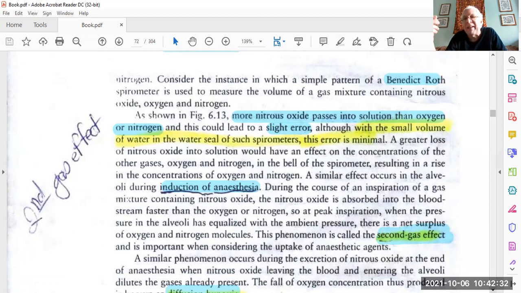This is what we call second gas effect. On the other hand, we have what we call diffusion hypoxia. Whenever the patient is in the recovery situation and I close the nitrous suddenly, the difference of the tension of nitrous oxide between the patient and the atmosphere makes the nitrous oxide go out speedily.